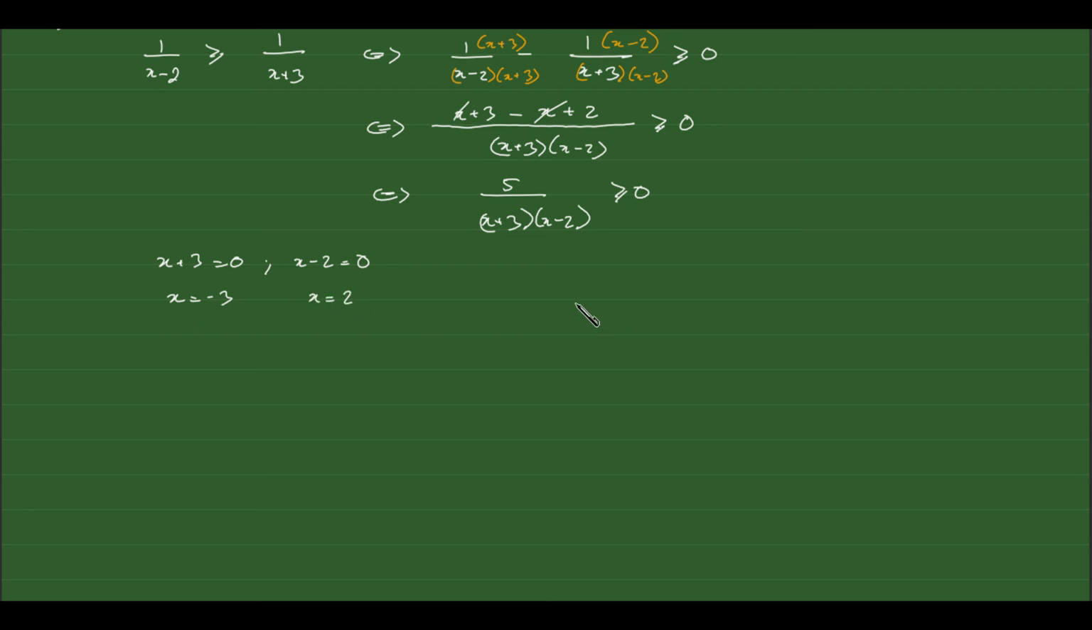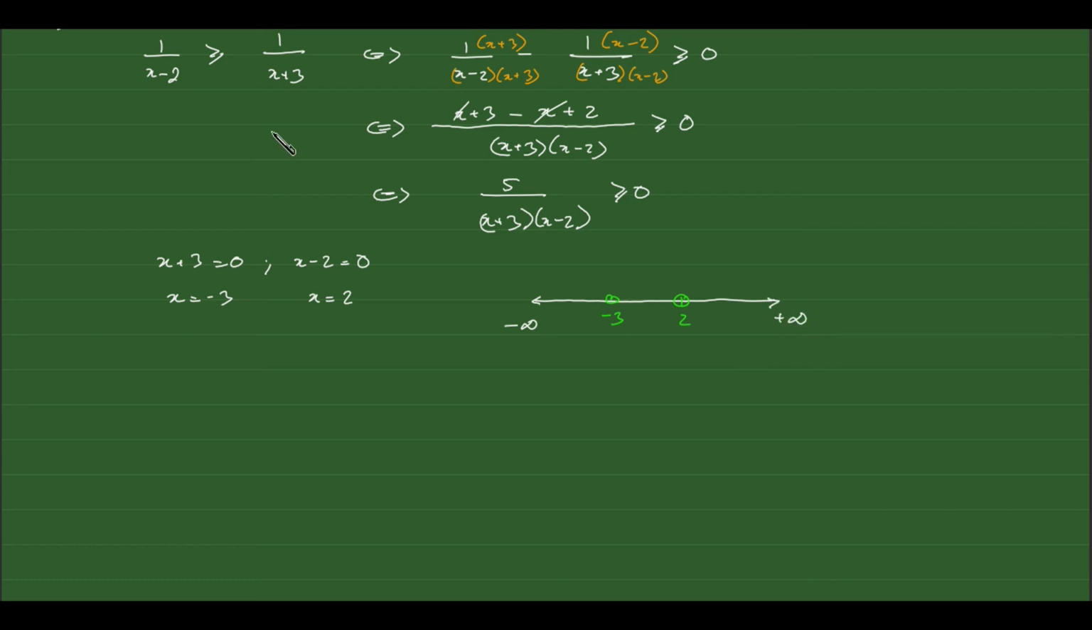Alright, so there's 2 values on the number line, and these 2 values are under the denominator. No matter what, even though this is equal, we always use the open circle. Now we use the open circle for -3 and for 2.